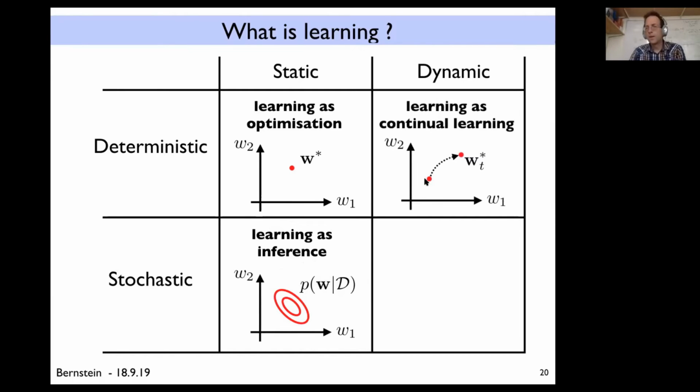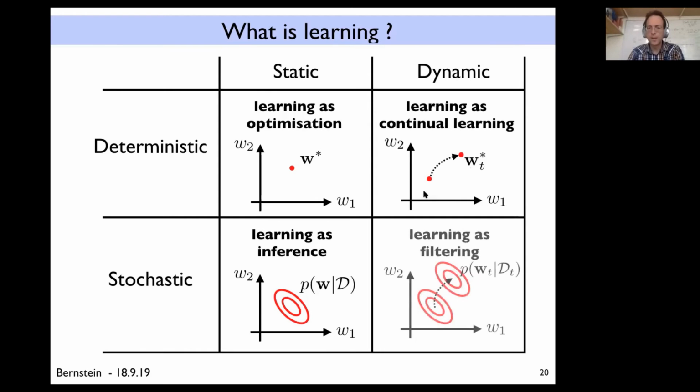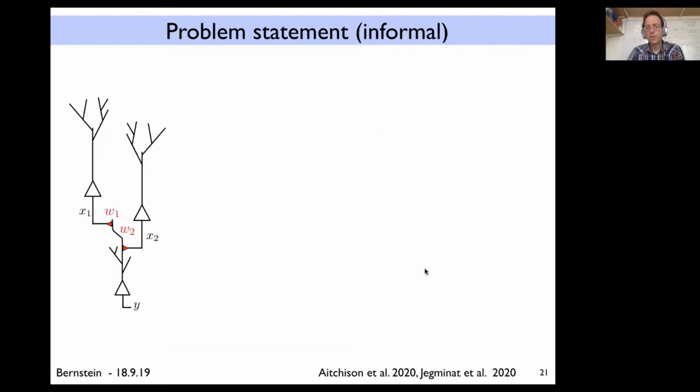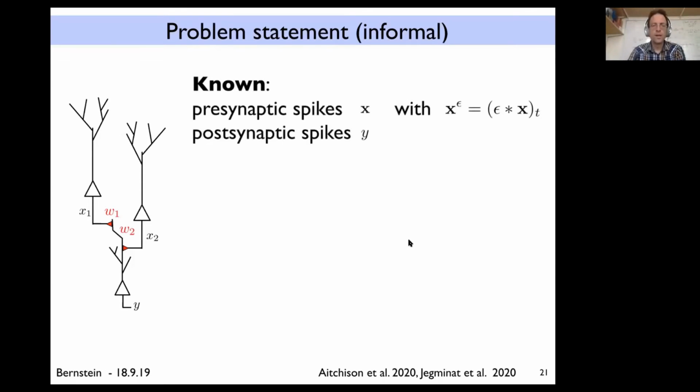It also might be that your ground truth weights are not fixed, but change as a function of time, right? And your goal is to continuously track your weights. So with this dynamical aspect, but if you combine the dynamic and the stochastic aspect, you end up with learning as filtering, right? Where at any moment in time, you want to estimate your belief about your weights. And this is what I want to show now in the context of spiking neurons. So this is the problem.